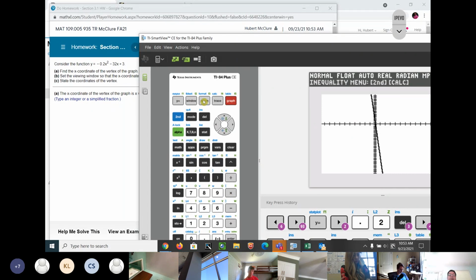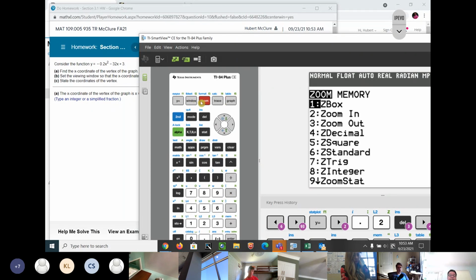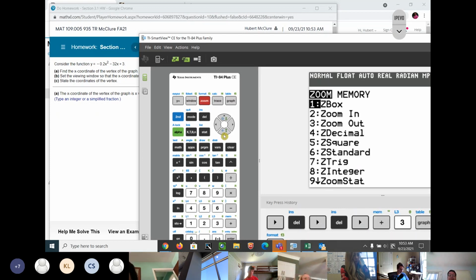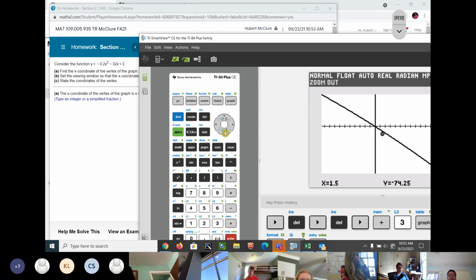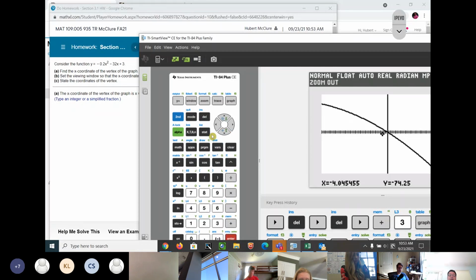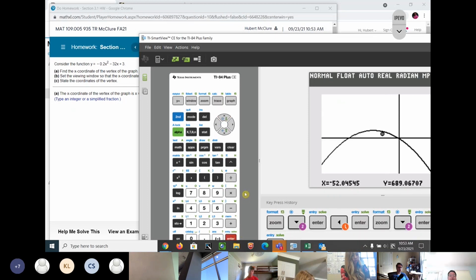And you might have to zoom out a little bit or use zoom 0 for fit. And you might have to zoom out a little bit still because it looks like it's a curve. I don't know where it's going, so I'm just going to zoom out. There it is. Zoom out again. Go over this way a little bit. Go up a little bit. And there it is.